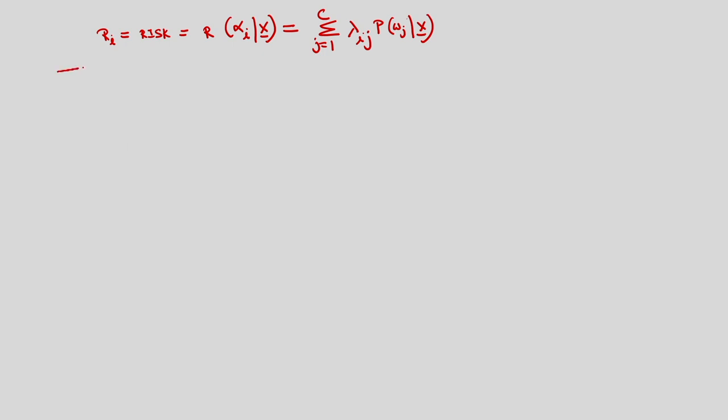Now from this you can determine the total risk for all x, all the Fisher vectors. So the total risk for all the Fisher vectors, R, is nothing but an integration, so you can determine the total risk like this. Now we have to minimize risk. So how to minimize risk?